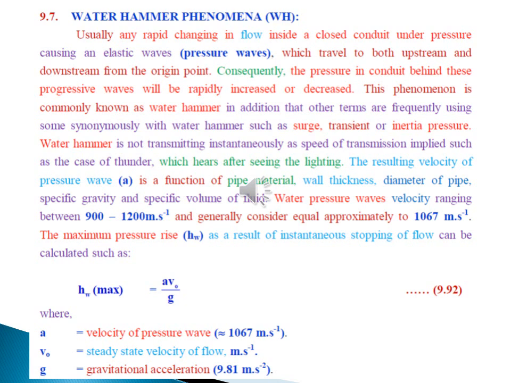Water pressure wave velocity ranges between 900 up to 1200 meters per second and is generally considered approximately equal to 1067 meters per second. The maximum pressure rise HW as a result of instantaneous stopping of flow can be calculated as shown in the enclosed equation.